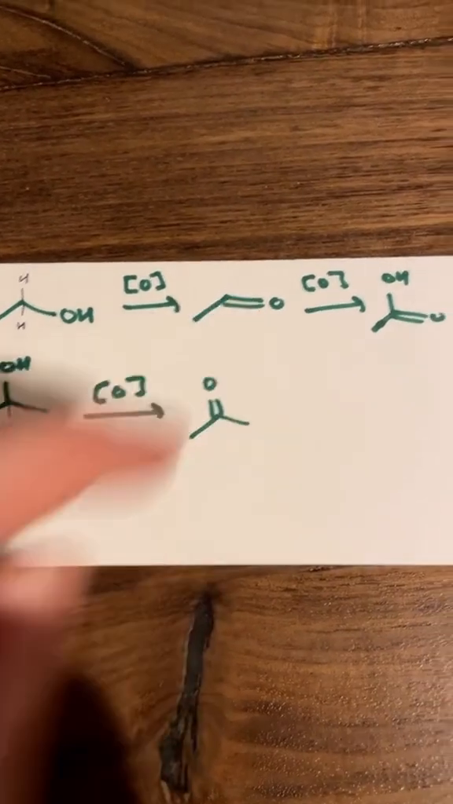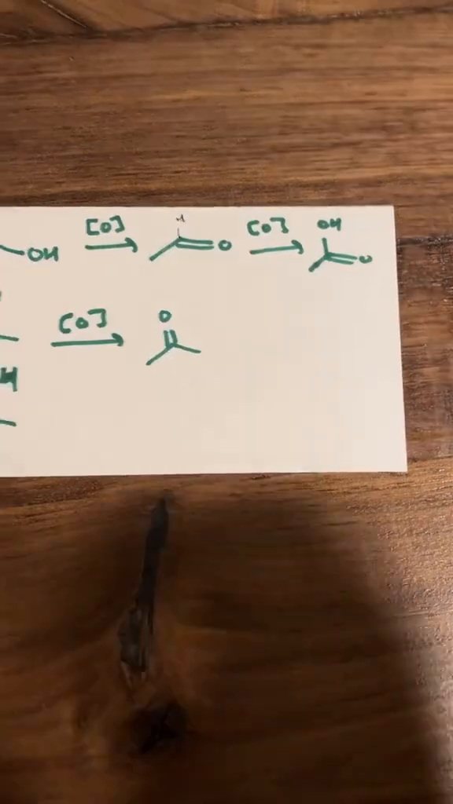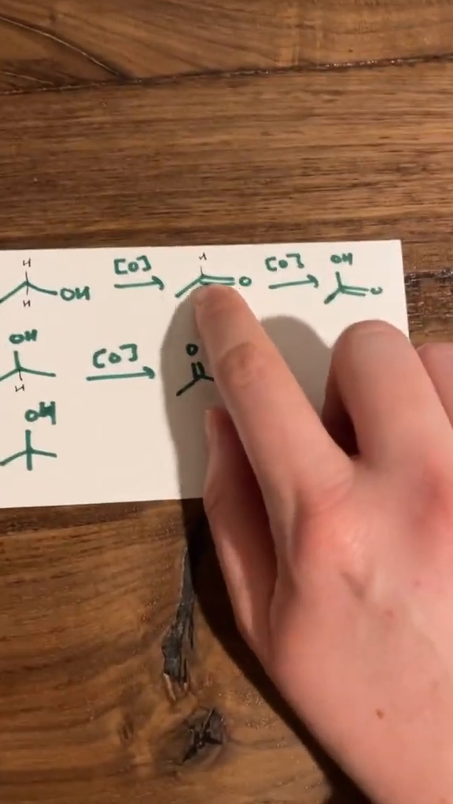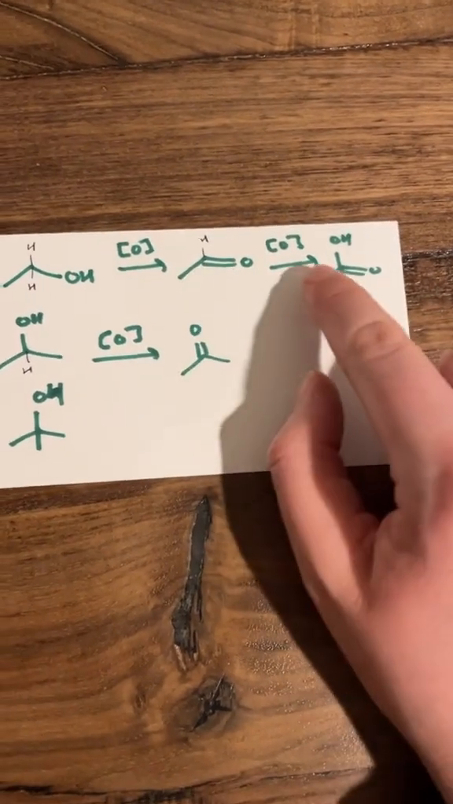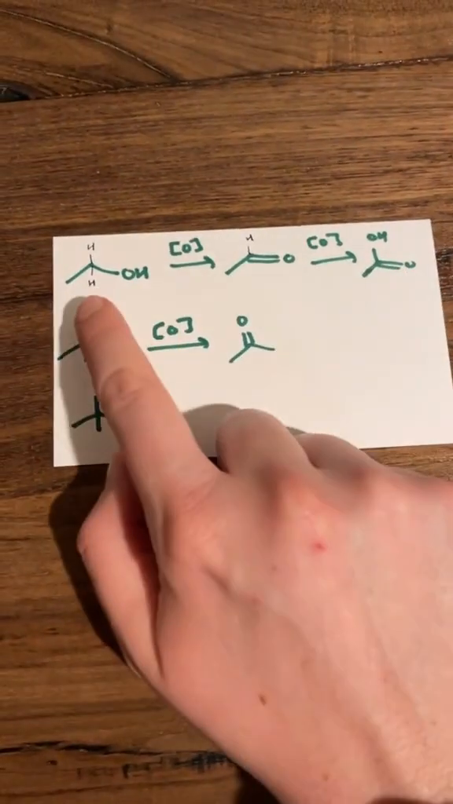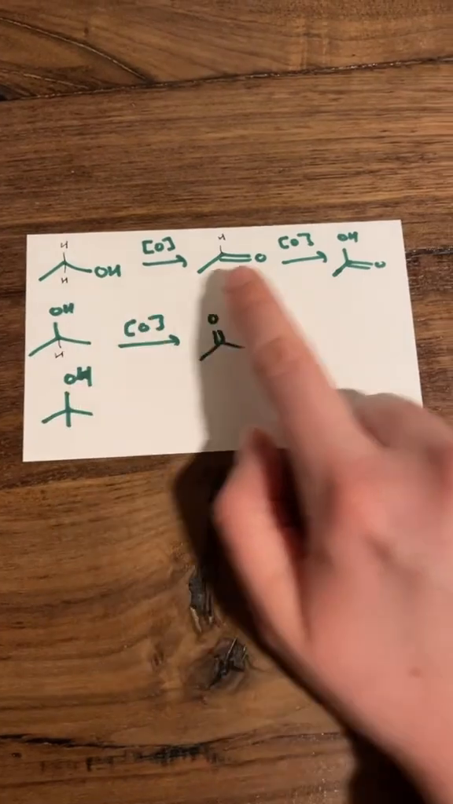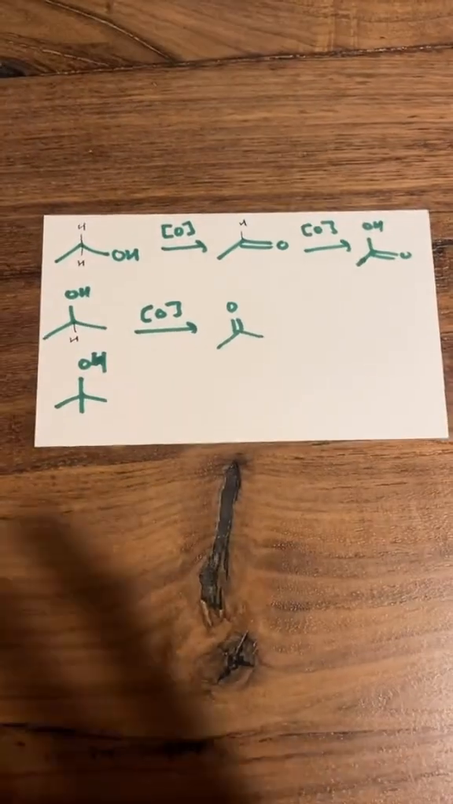But then you still have that hydrogen right there. Here, let me draw it in. There's still a hydrogen there in an aldehyde, and you can swap out that bond to a hydrogen for another oxygen. So you can oxidize all the way from a primary alcohol down to a carboxylic acid.